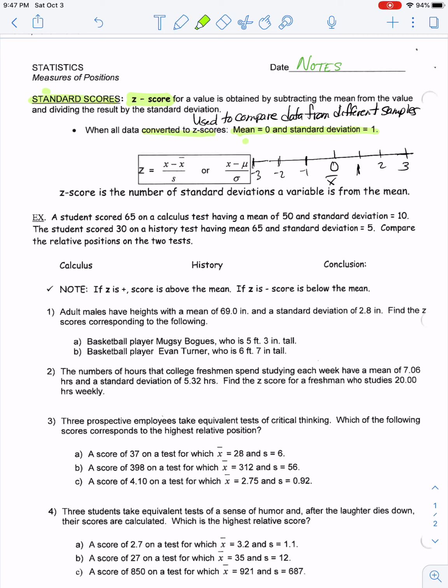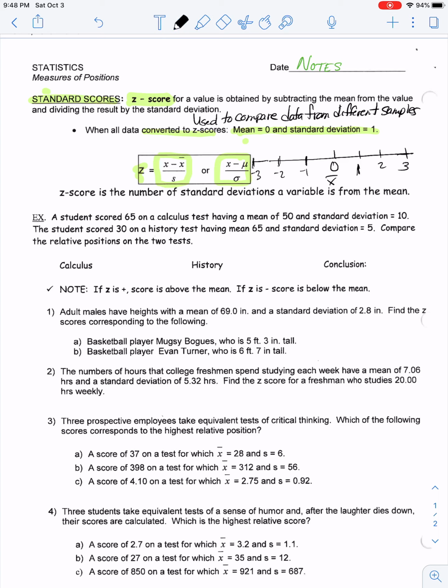There are two formulas, and you're welcome to add them to your formula sheet. One is if we have sample data, the other is if we have population data. The first one uses x bar and s, that would be for sample data. The second, using mu and sigma, is if you have population data. Both will give you a z-score.